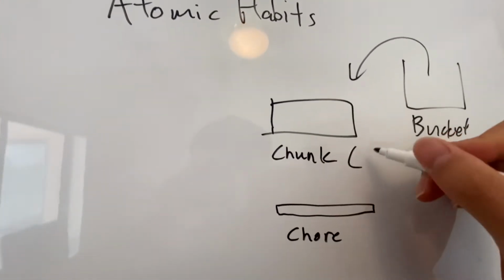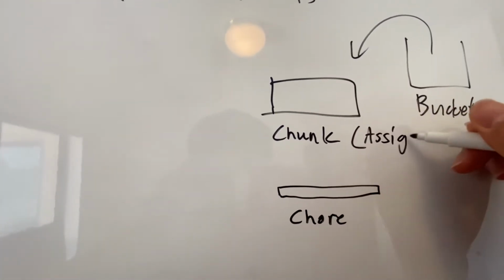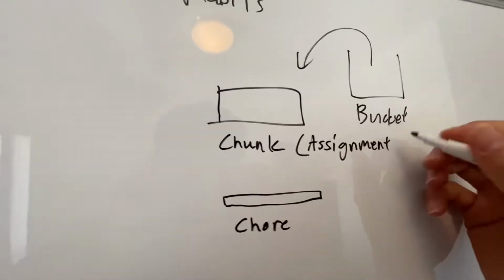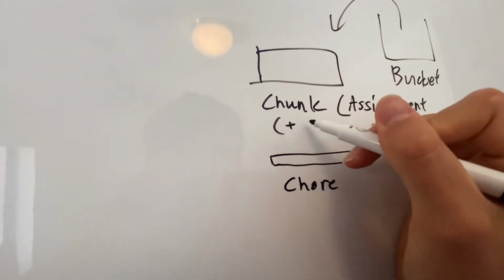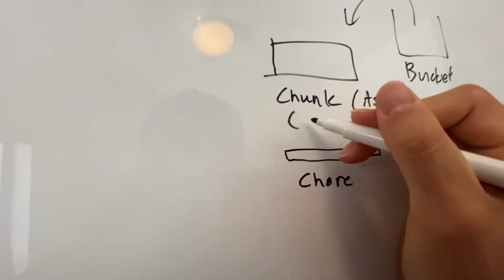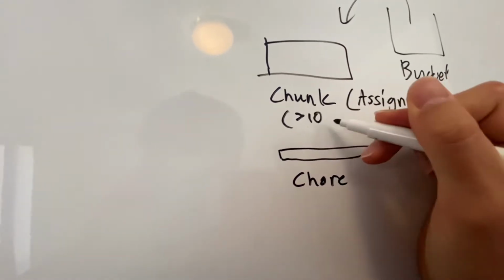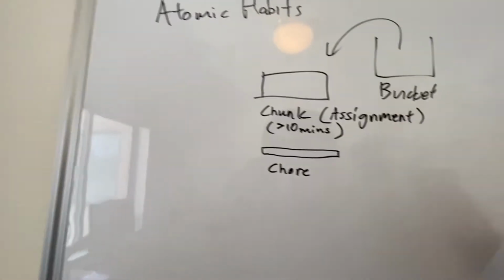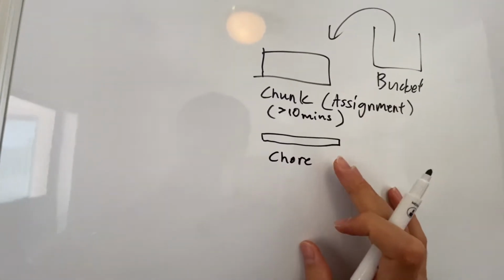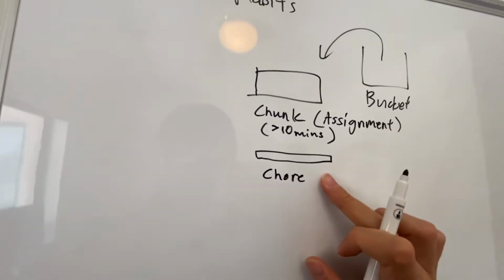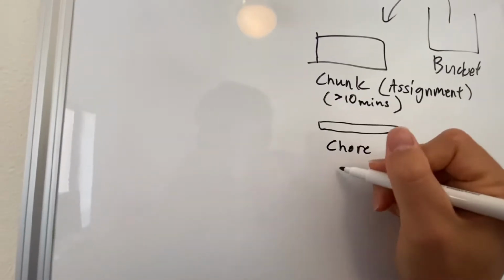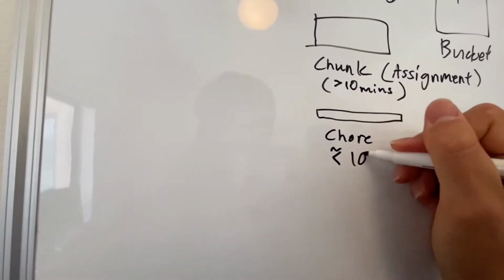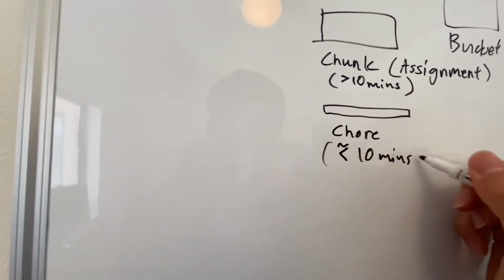So this is like an assignment. If your homework takes over 10 minutes, so let's make that greater than sign. Anything that takes more than 10 minutes, like your assignment, homework, whatever. And then a chore is doing the washing, something that's going to be less than, is that a symbol? About less than 10 minutes. So you split those up.